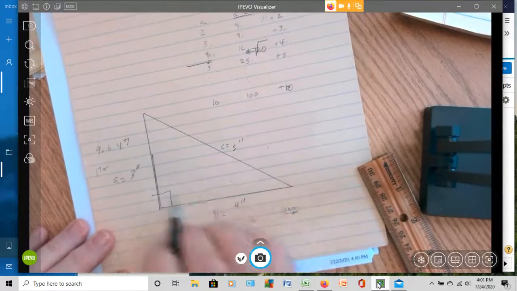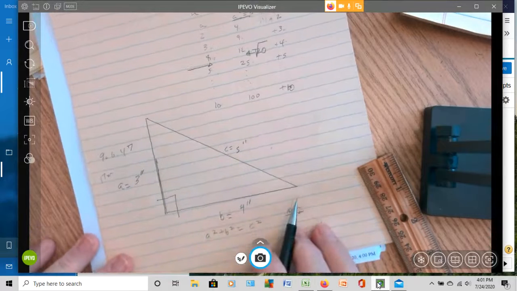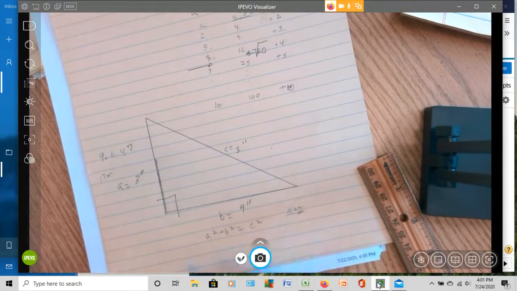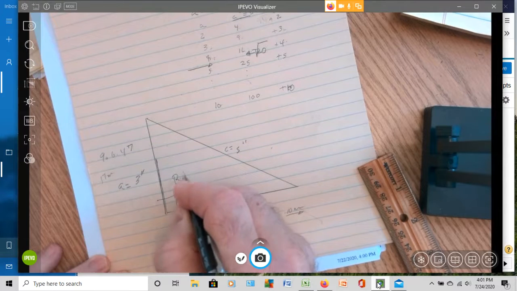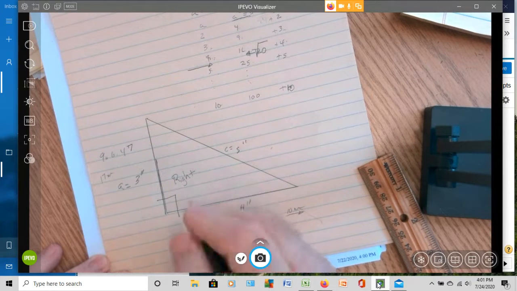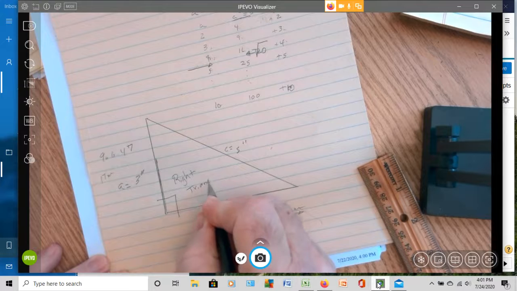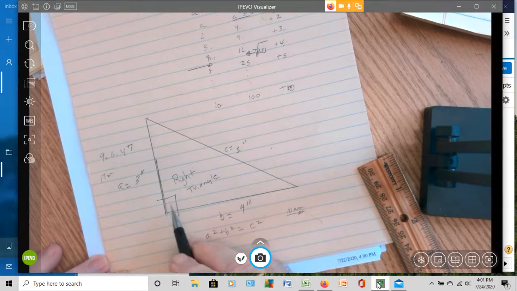So I did a general diagram here of a right triangle. Now this is an important idea, that this stuff's only going to work the way they're doing it if you have a right triangle. And what is a right triangle? It's a triangle that has a 90-degree angle here.